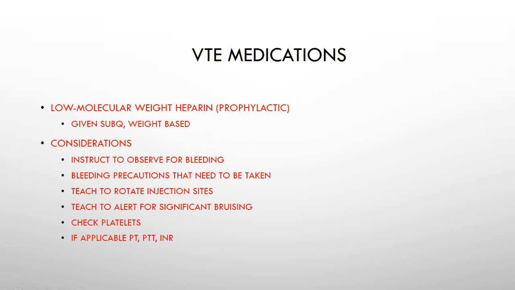Make sure before you give any type of medicine sub-Q that you look at their platelet counts. If their platelets are below 100, you do not give the medicine. The normal platelet count is 150 to 450, but you can go as low as 100 and give this prophylaxis medicine. But if it's below 100, do not give it. And if this is applicable, you're going to check the PT, PTT, and INR. Now, PT and INR are for warfarin. PTT is for heparin.